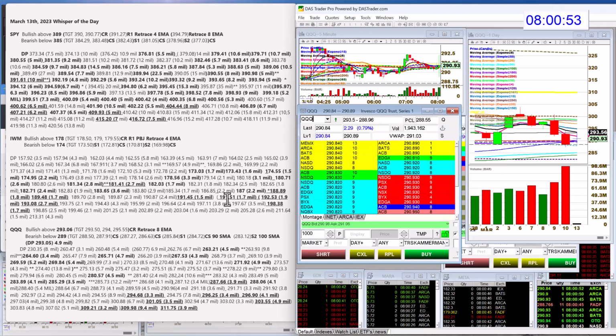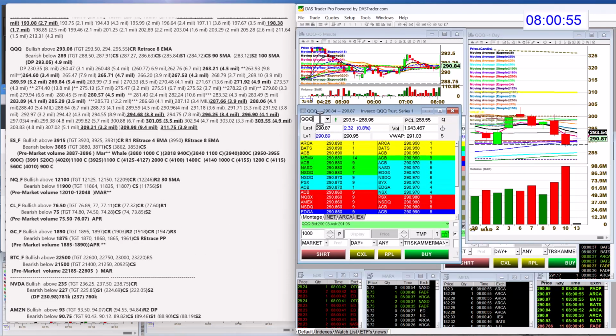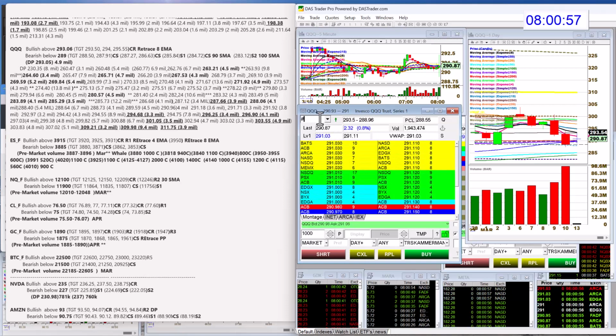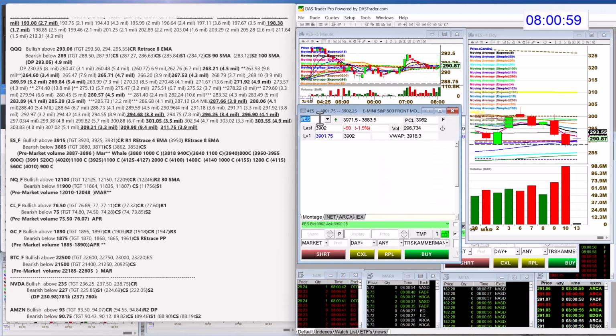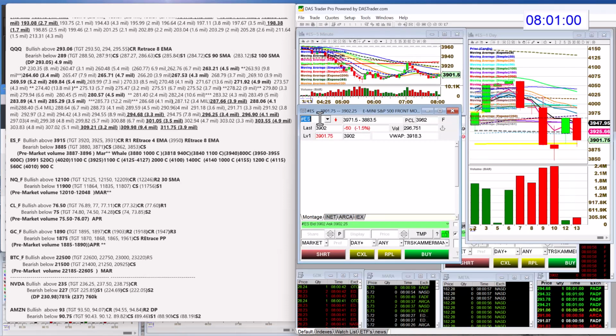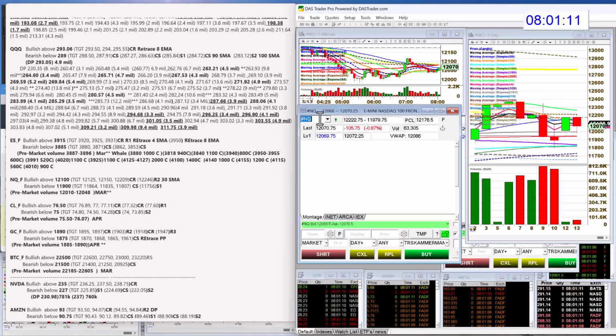And let's head on over to the futures. Let's check out what's going on in the E-minis. Bullish above 39.15, bear below 38.85. NASDAQ futures, we're going to be bullish above 12,100, bear below 11,900.